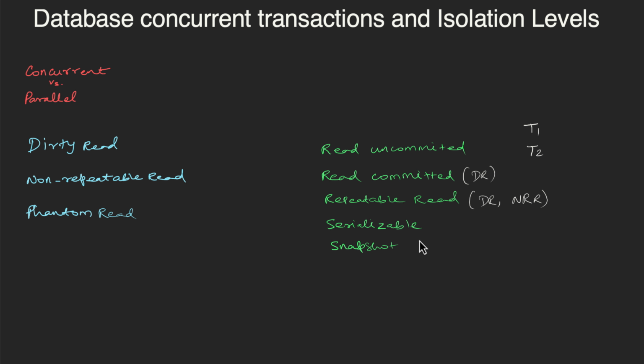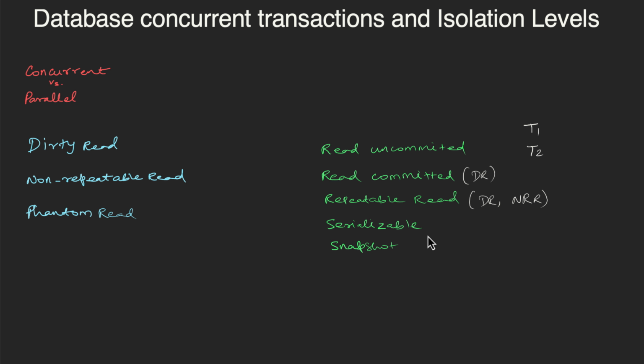The next one is called serializable. Serializable provides very low concurrency but high consistency. This is achieved by allowing only one transaction at a time to run. So that is what serializable means. We are serializing concurrent transactions to run one at a time.